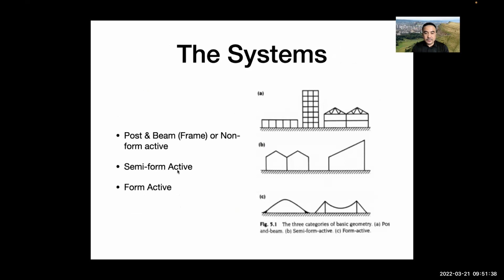Semi-form active means that continuous joints and discontinuous joints, like image B, were put together to form a bigger system, a bigger structure, right? Form active is where the form and the structure, the way the weight is transferred to the ground, are the same.